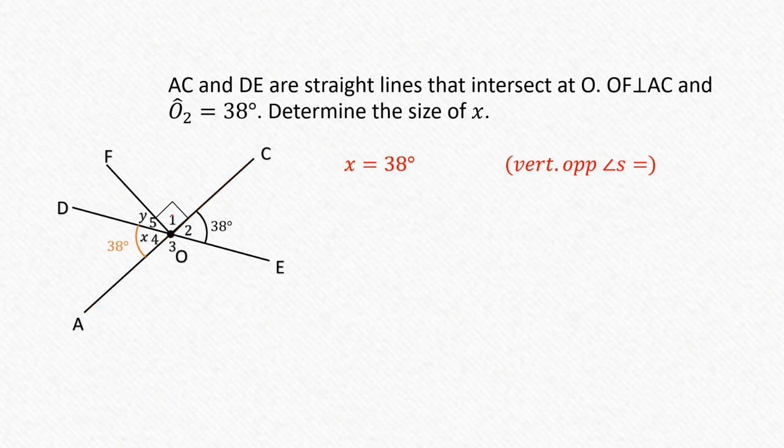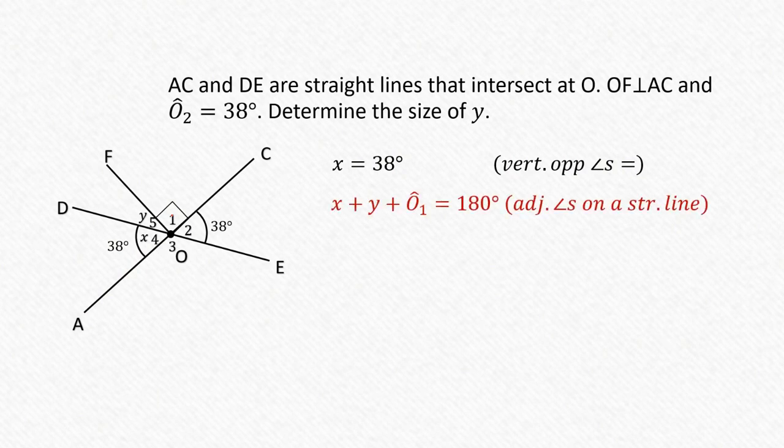So we'll say angle x plus y plus O1 should give us 180 degrees because these are adjacent angles on a straight line. You see that? And then we can substitute our y there, and then 38 plus y plus 90 degrees equal to 108 degrees. Then we solve for what? We solve for y. Okay?